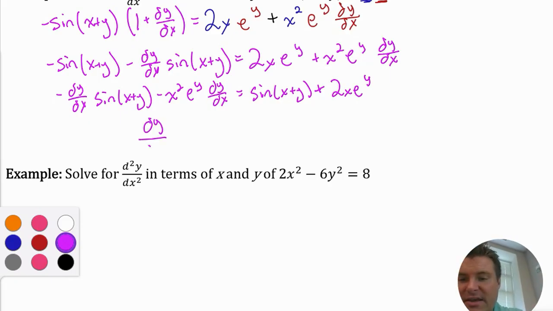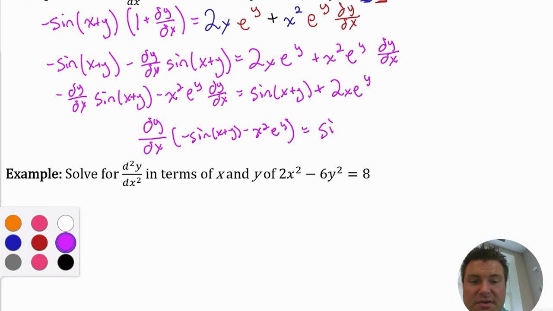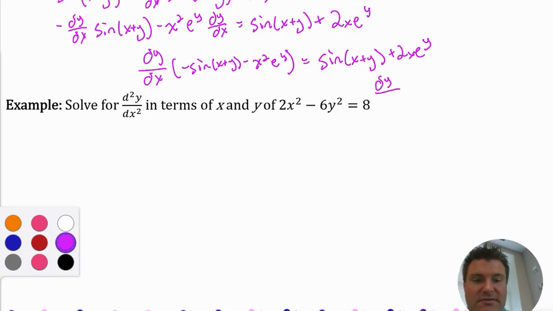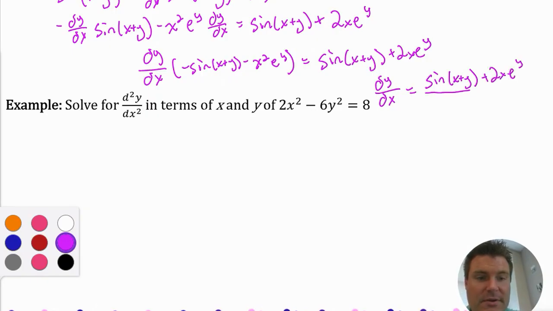Don't ever take out anything more than that. We can always reduce our ratios at a later time. Then I'm going to rewrite the right side, and all we're going to do now is divide both sides by that negative sine term. So my final answer, dy/dx, when I divide both sides by the term next to dy/dx, is going to be sine of (x plus y) plus 2x e to the y, all over negative sine of (x plus y) minus x squared e to the y.